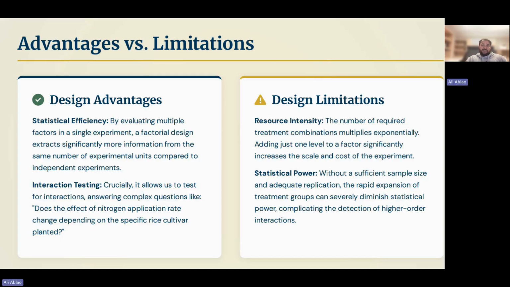One major advantage of this design is statistical efficiency. We get more information from the same experiment compared to studying each factor separately. It allows us to test for the interaction, which helps answer practical questions like, does the nitrogen rate affect each cultivar differently? Also, it has a hidden replication, is more powerful, and reduces the number of experimental units. However, there are some limitations. As we add more factors or levels, the number of treatment combinations increases quickly, which makes the experiment more resource intensive. Also, without enough replication, it may reduce our ability to detect significant effects.